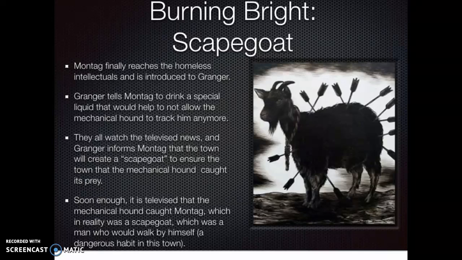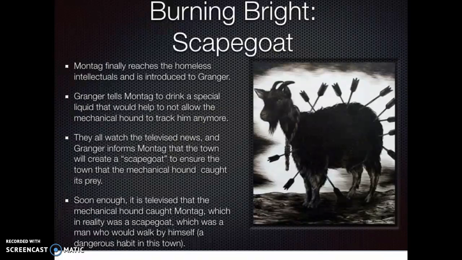This is a summary of pages 135 through 142, and I like to call this Scapegoat. So Montag finally reaches the homeless intellectuals as he follows the path of the railroad, and he's introduced to Granger.